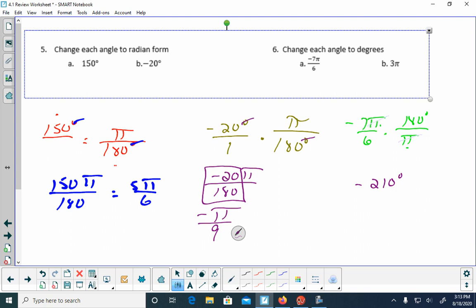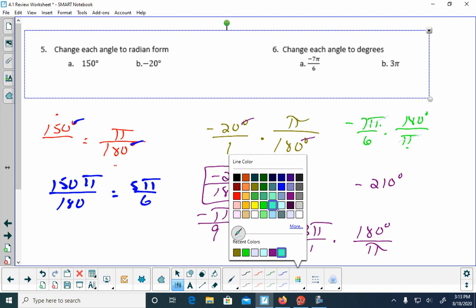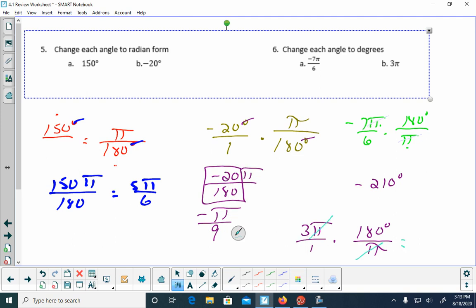And then the next one, I have 3 pi. So I'm going to do 3 pi. That's understood to be over 1, multiplying by 180 degrees over pi. So the pi symbols will simplify. And I end up with 3 times 180. And I get 540 degrees.